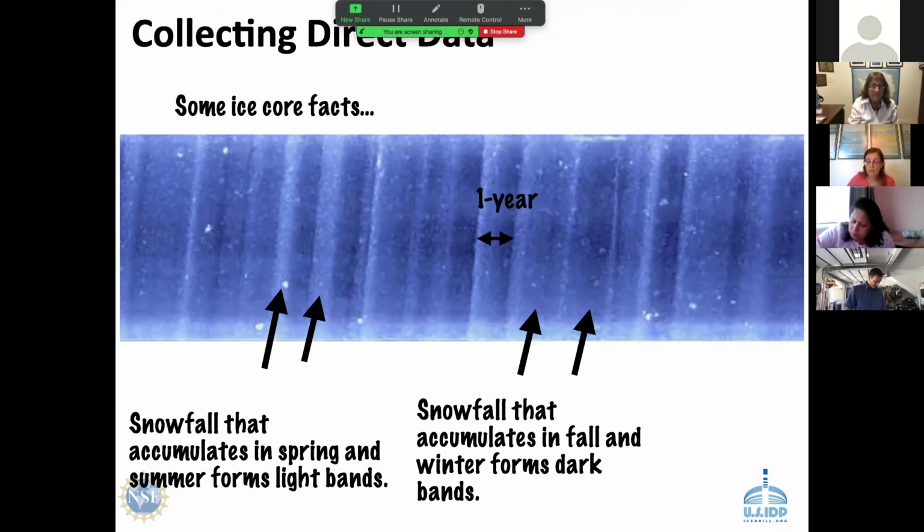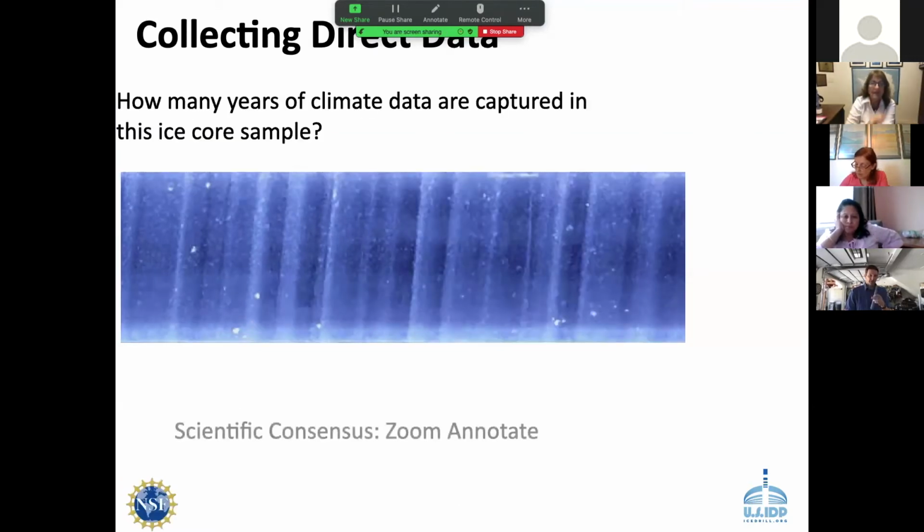So I'm asking you guys to make your own direct measurements then. My question is, with your own ice core that you're holding in your hands, could we come to consensus on how many years of climate data are actually captured in this model ice core that we sent you? So go ahead and try to make that direct measurement. And when you're done with that direct measurement, go ahead and type your answer onto the screen and we'll see if we can reach any kind of consensus on that.